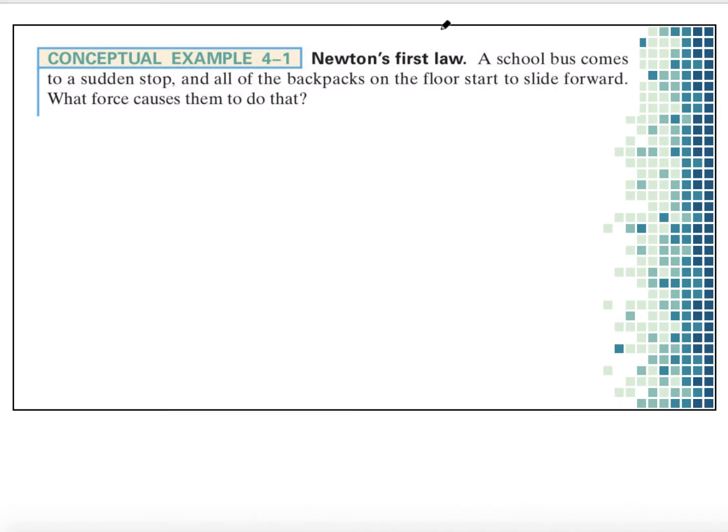In a different type of example, one that you might be familiar with, a school bus comes to a sudden stop, and all of the backpacks on the floor slide forward. What force is causing them to do that? So let's draw a quick little picture. Here is a chair in a school bus. Here's the ground. Here's a bag. So initially, they're moving to the right. So let's say V naught is greater than 0.